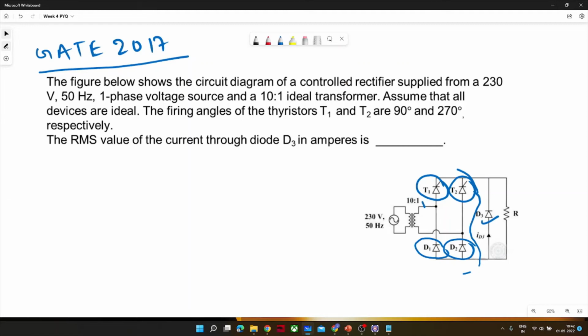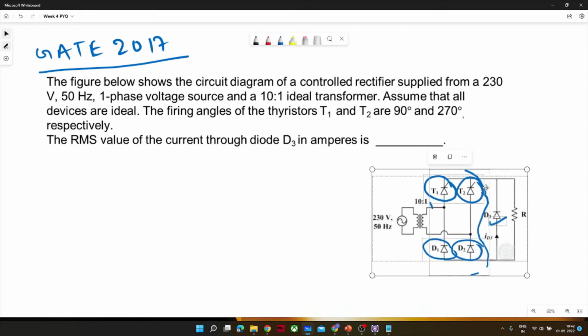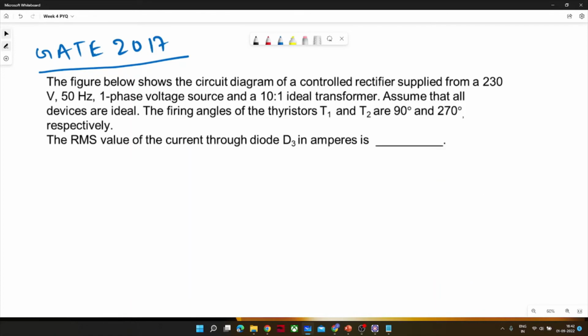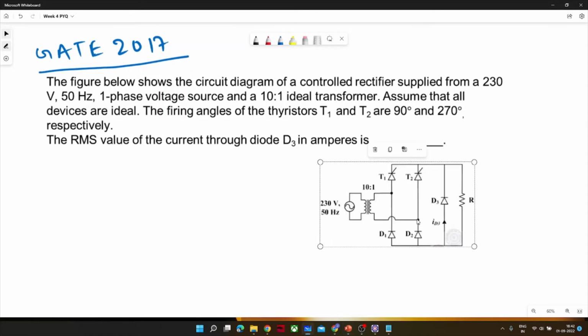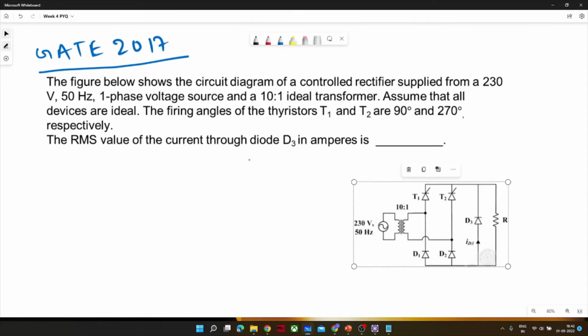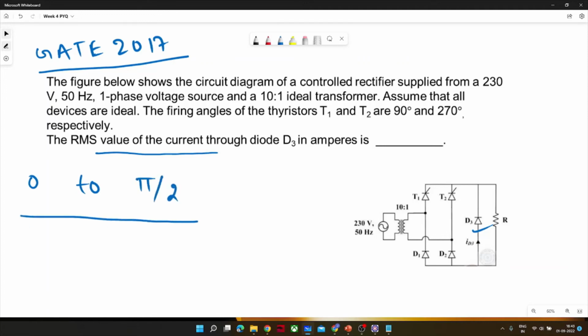Now let me move this. In this problem, it is asked to find the RMS value of current through the diode D3. Let's go step by step, from 0 to 90, 90 to 180 and so on. From 0 to 90, or pi by 2, which devices would conduct?